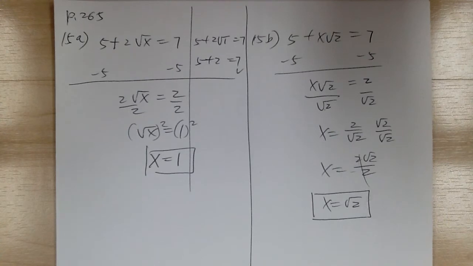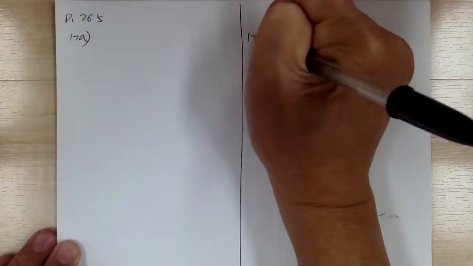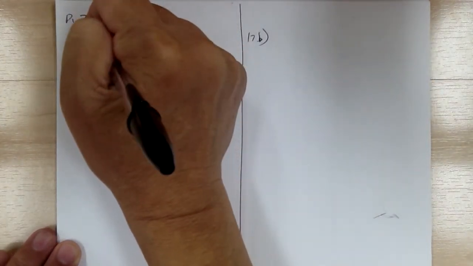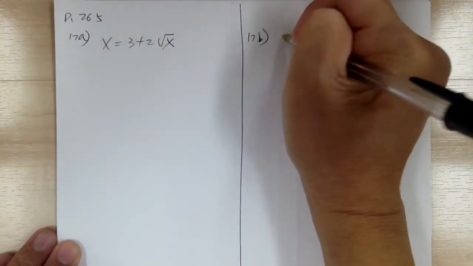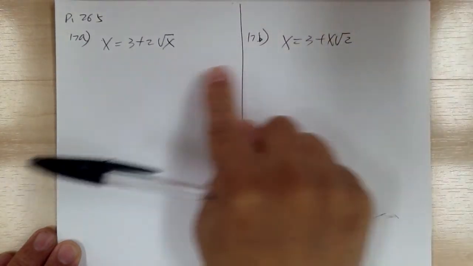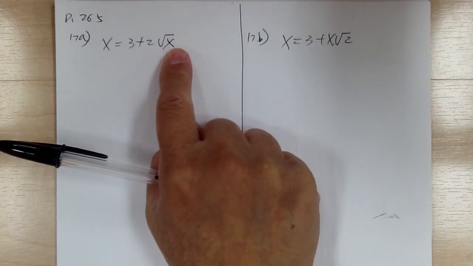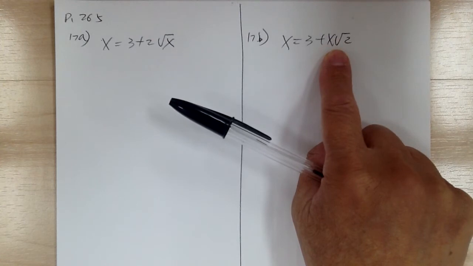Okay, let's go to 17. Okay, so 17a, you have x equal to 3 plus 2 square root of x. 17b, you have x equal to 3 plus x square root of 2. So again, they look very similar. So the x is inside the square root, so this is a radical equation. This one, the x is not inside the square root, so this will be just a regular equation.